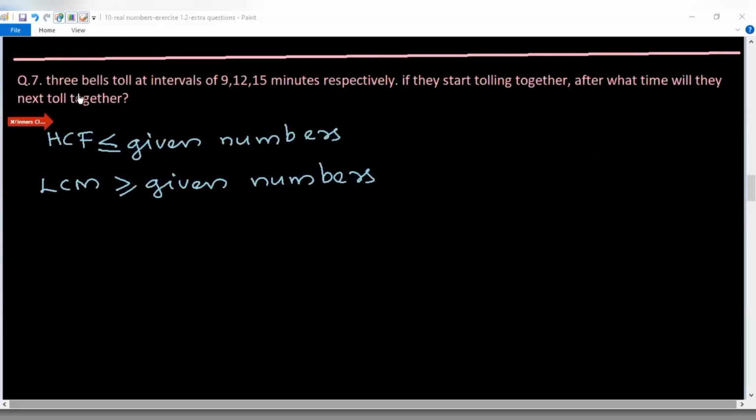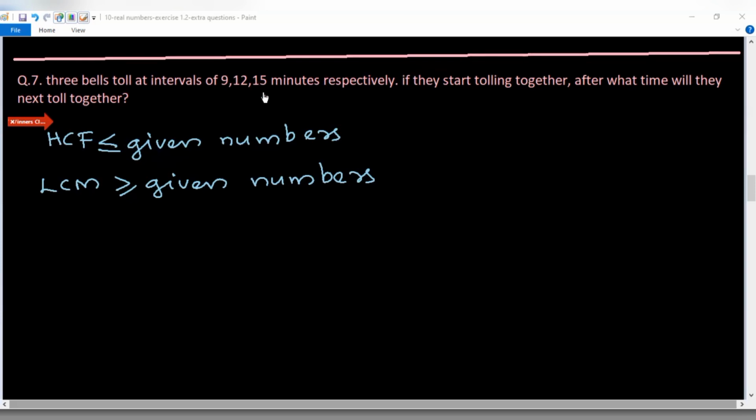This is the next question. 3 bells toll at intervals of 9, 12, 15 minutes respectively. Okay. Then if they start tolling together, after what time will they next toll together? When will they toll together? Anyway, see 9 minutes, 12 minutes, 15 minutes. Will our answer be less than these? That is the first thing we have to think. Will our answer be less than these given numbers?